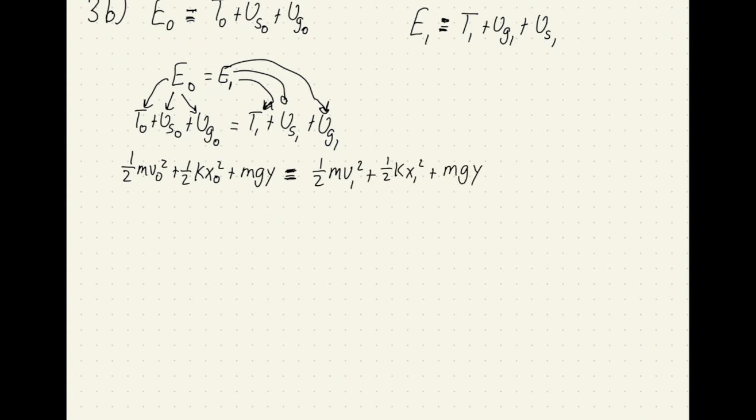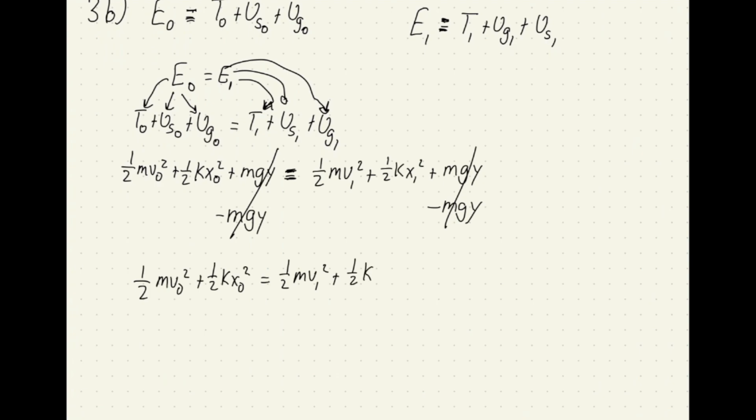So here, what I was saying is that you should see the gravity term just go away because there's no change in gravity. This gravity potential and this gravity potential are the same number. And so the first thing I'm going to do to solve this is subtract mgy from both sides. So my positive mgy subtracting from mgy gives me 0. I get the same thing on the other side. And what I get after that is 1/2 mv naught squared plus 1/2 kx naught squared is equal to 1/2 mv1 squared plus 1/2 kx1 squared.